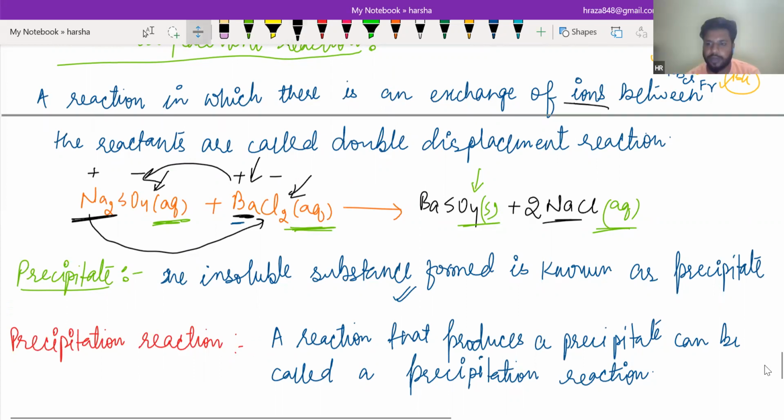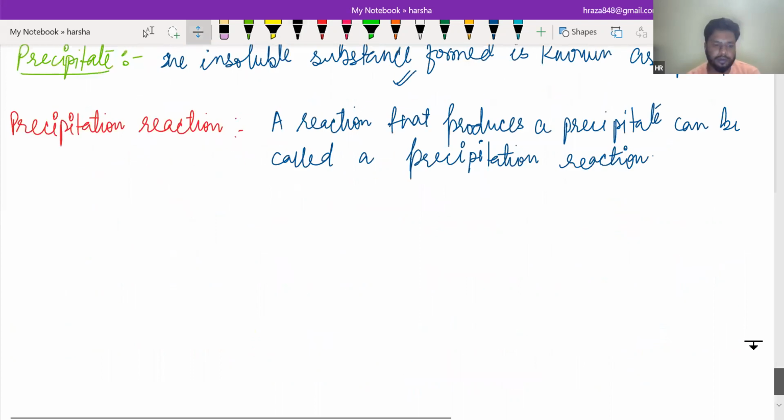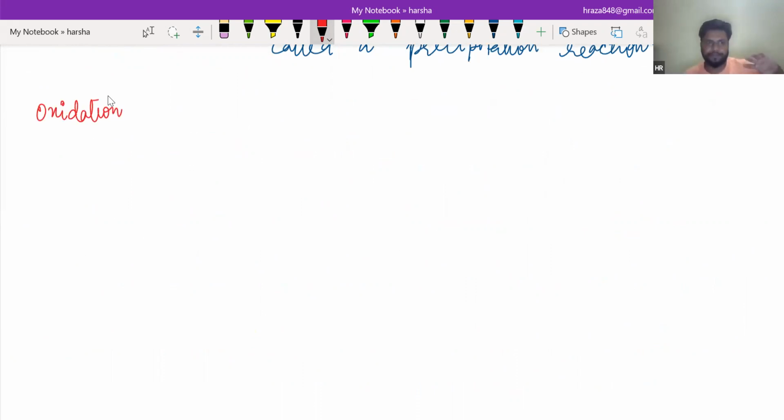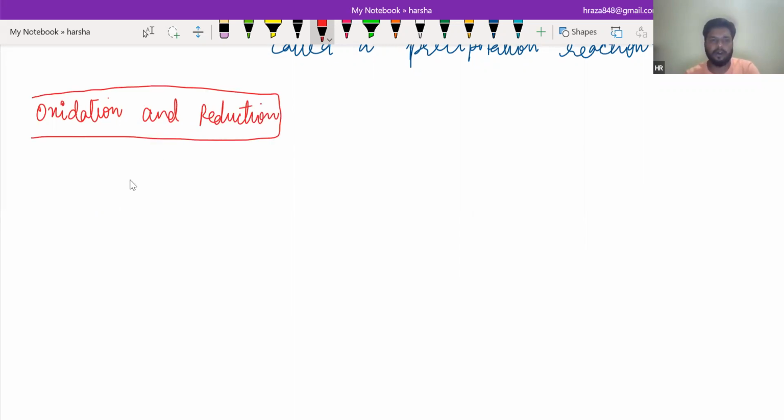Okay, moving to the next part of the chapter, that is oxidation and reduction. So basically, up to double displacement reaction, they were the classification of types of reactions. Here is a new topic, that is oxidation and reduction. Can anyone define oxidation or reduction?